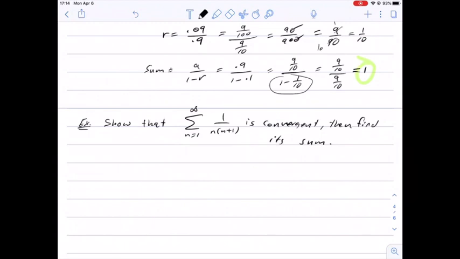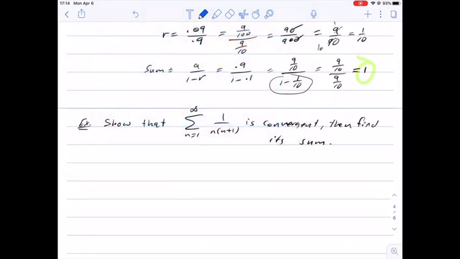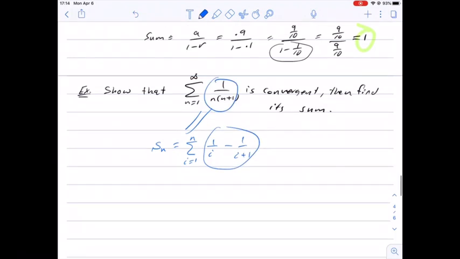If we look at this telescoping series, we can rewrite this in an equivalent form. We can find the nth partial sum, Sn, the sum from i equals 1 to n of 1 over i minus 1 over i plus 1. Those are equivalent. Why? Because we can apply the partial fractions technique.